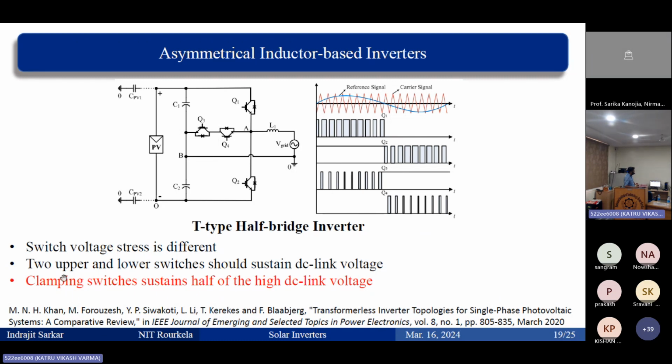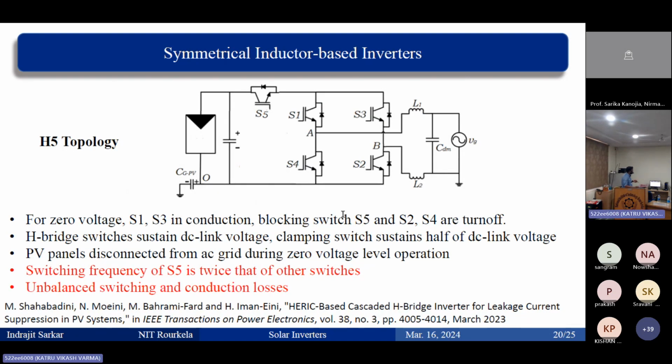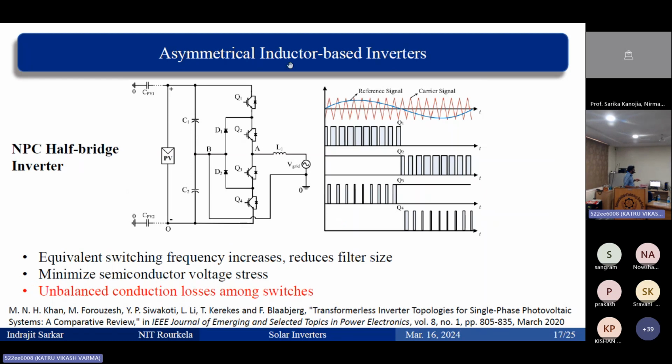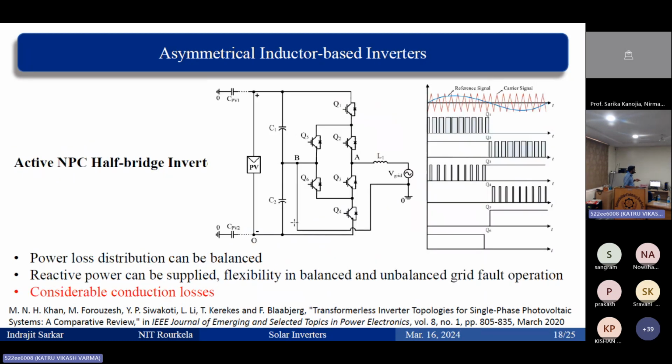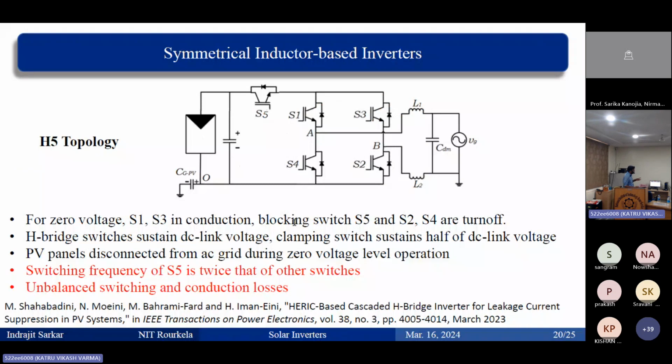Those things are there. So this is what they are saying, and clamping to sustain half of the DC link voltage. When you invent something, when you are coming up with some new topology, these things will definitely be there. Okay, so these are with one inductor, and this potential we are making fixed, and another potential we are making fixed. Those are asymmetrical inductor based, one inductor. Now come to symmetrical inductor based.